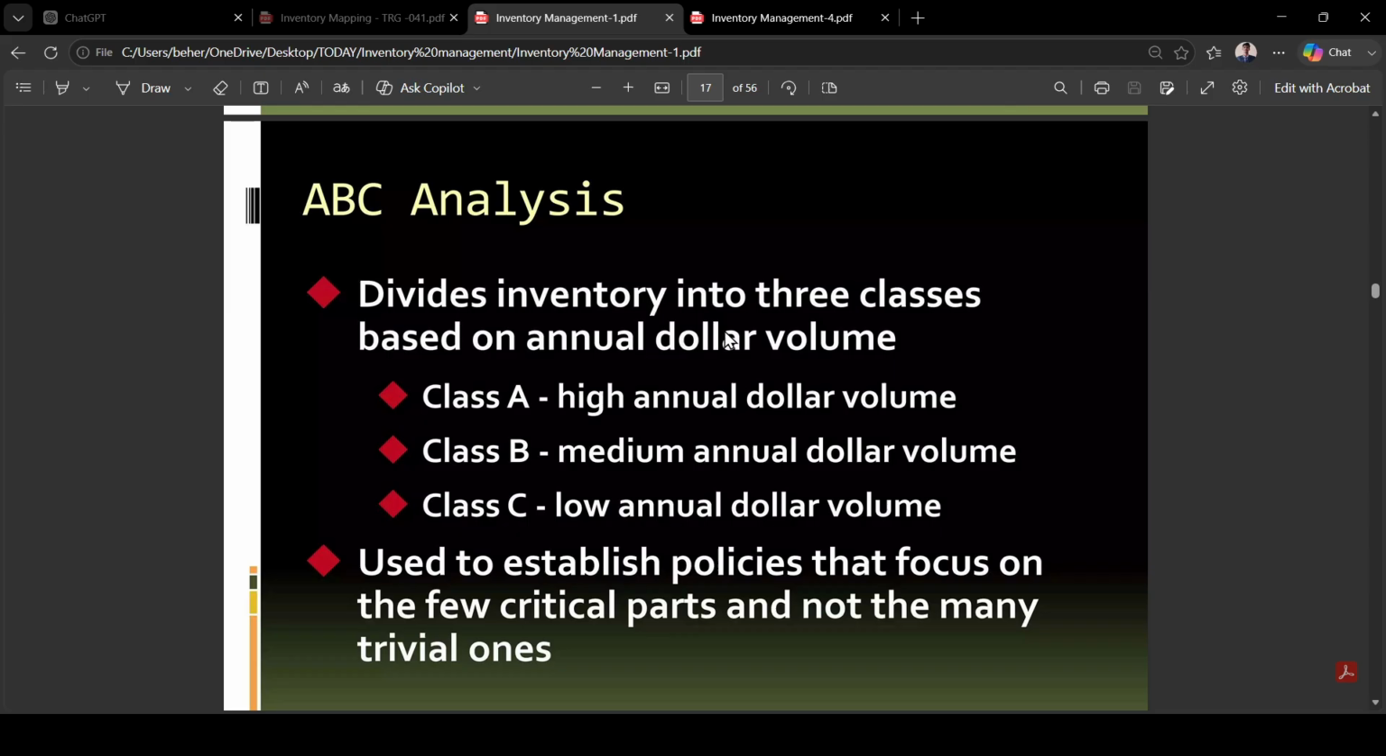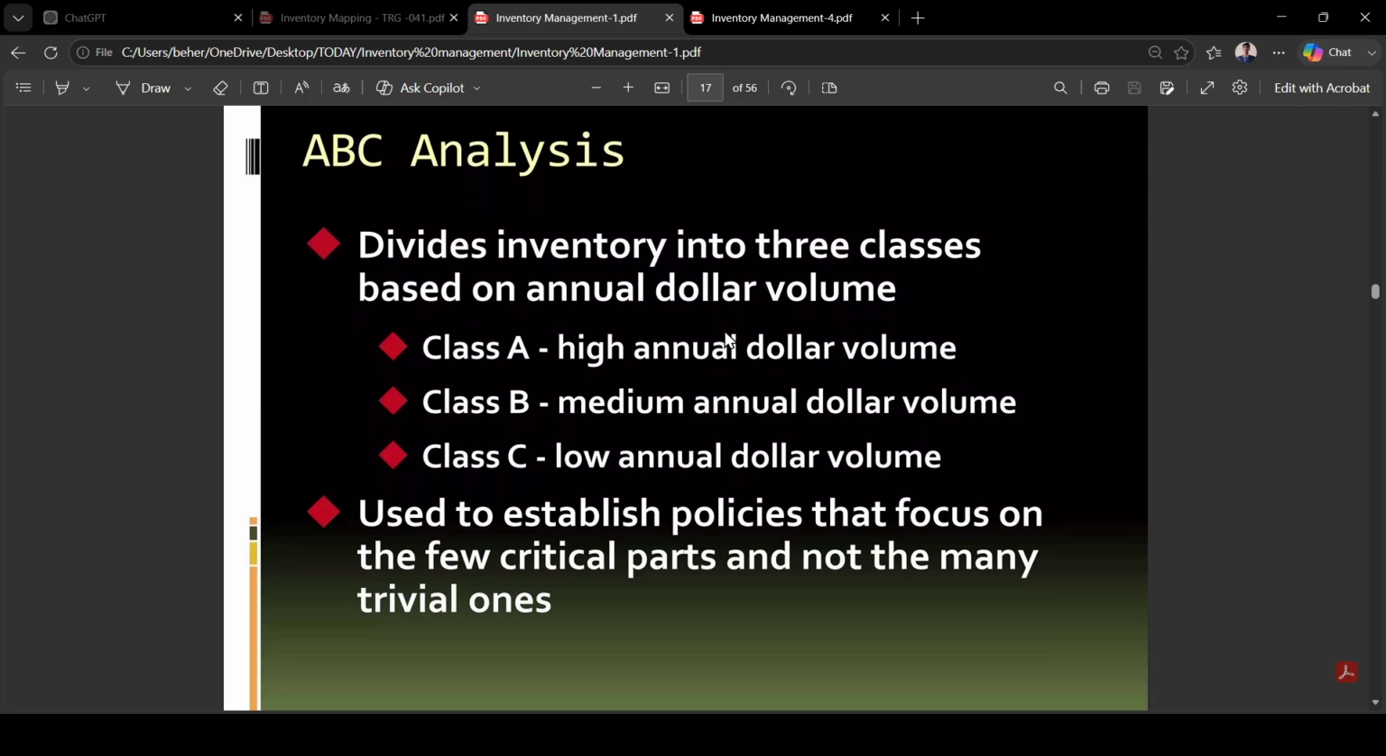ABC analysis divides inventory into three classes based on annual dollar volume. Class A has higher annual dollar volume, Class B has medium annual dollar volume, and Class C has lower annual dollar volume. It is used to establish policies that focus on the few critical parts and not on the many trivial ones.